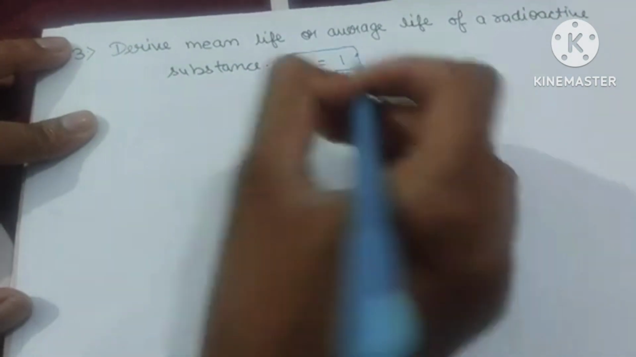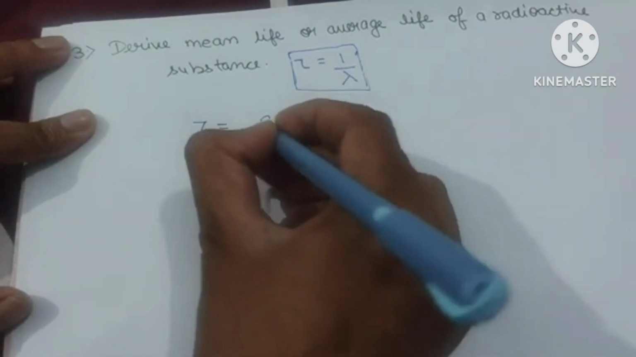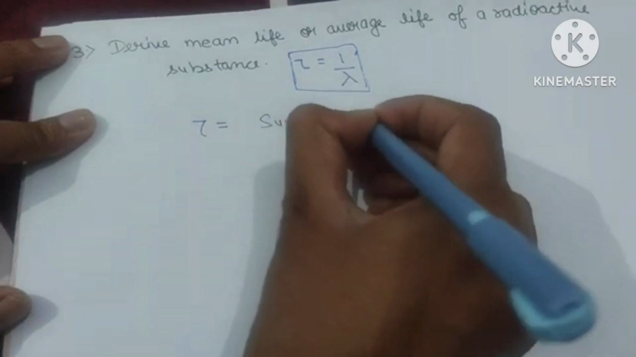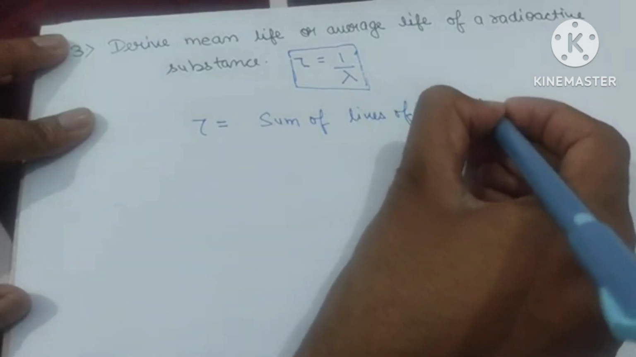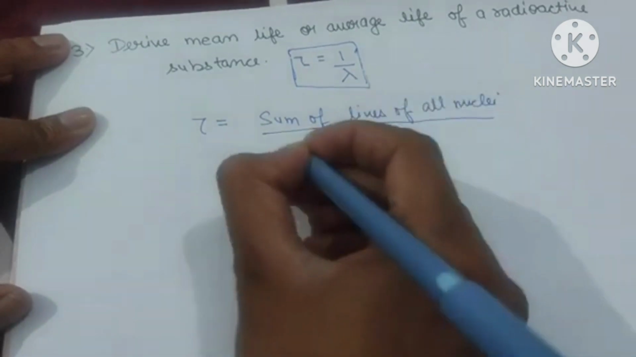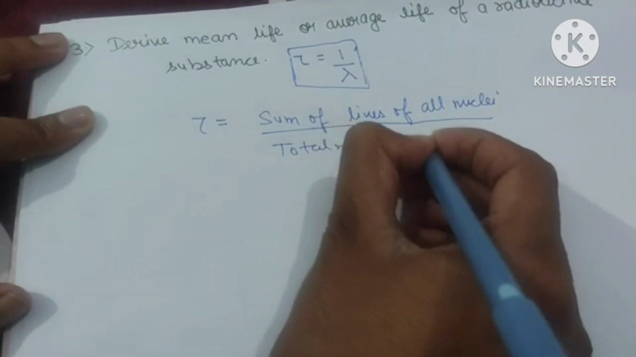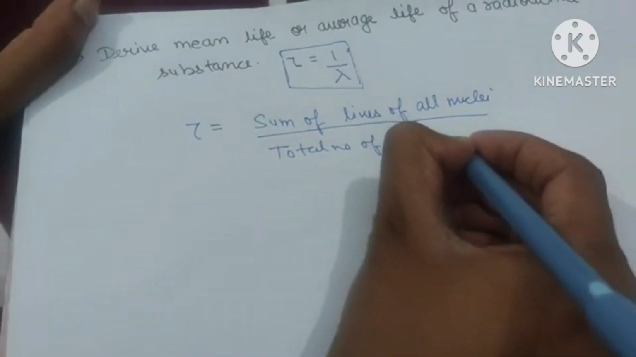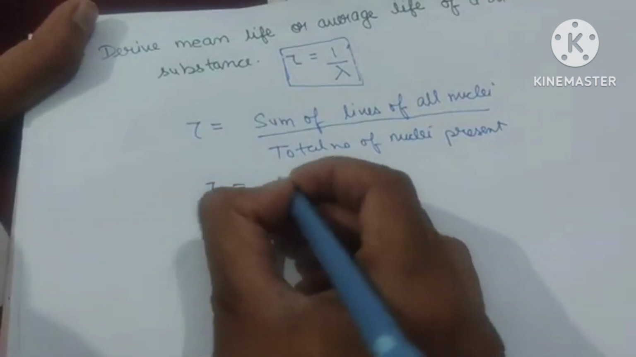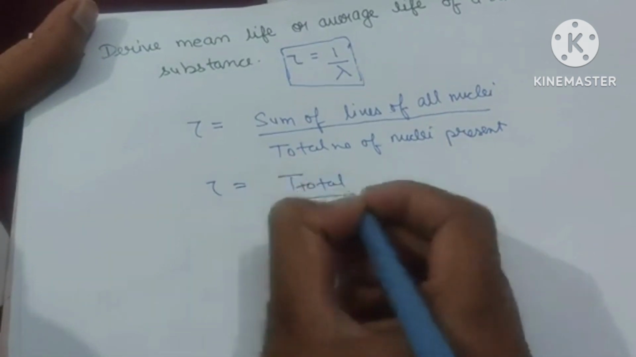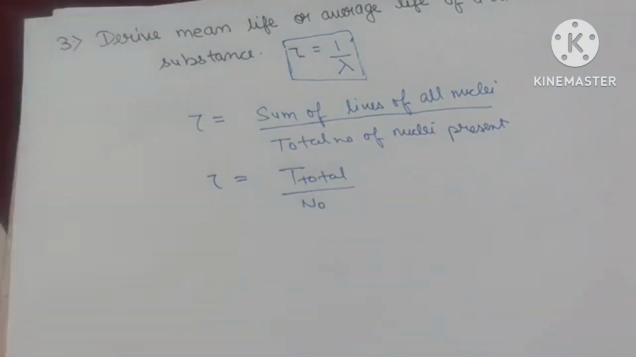So let's go. What is mean life? First of all, you should know it is the sum of the lives of all nuclei divided by the total number of nuclei present. This is what mean life means. Like this, T total divided by N naught. N naught is the total number of nuclei.